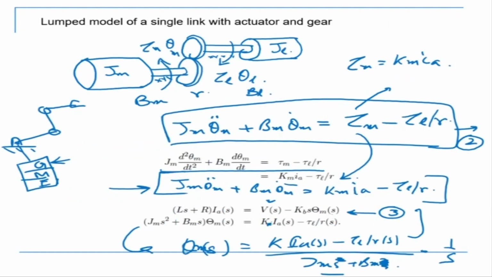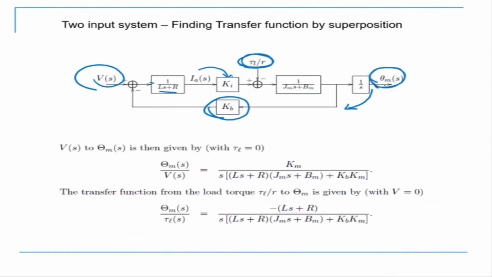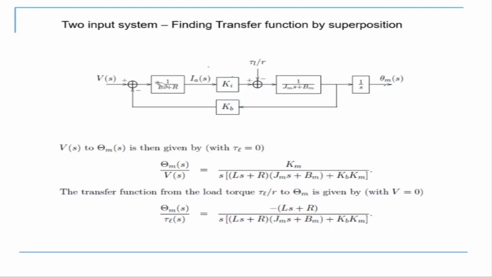So from the second equation we get theta ms, which is here, and this is how we get our block diagram combining both the equations. So this is my block diagram for a 2-input system. One is my input here, that's one input. The second input is that one.